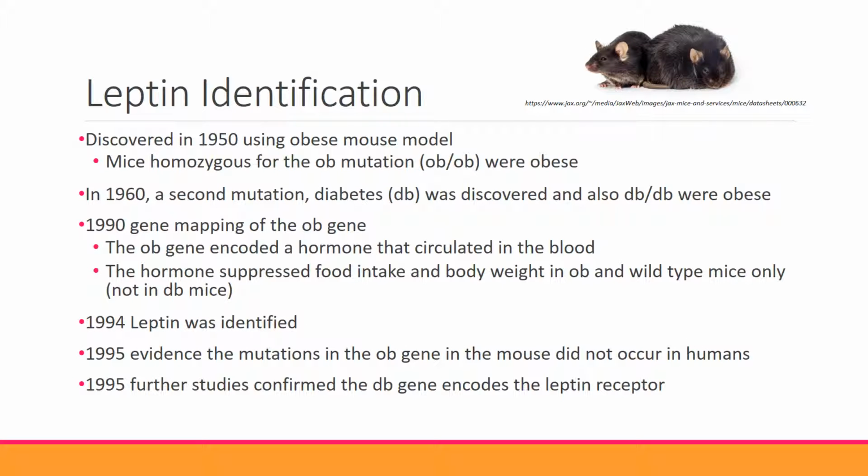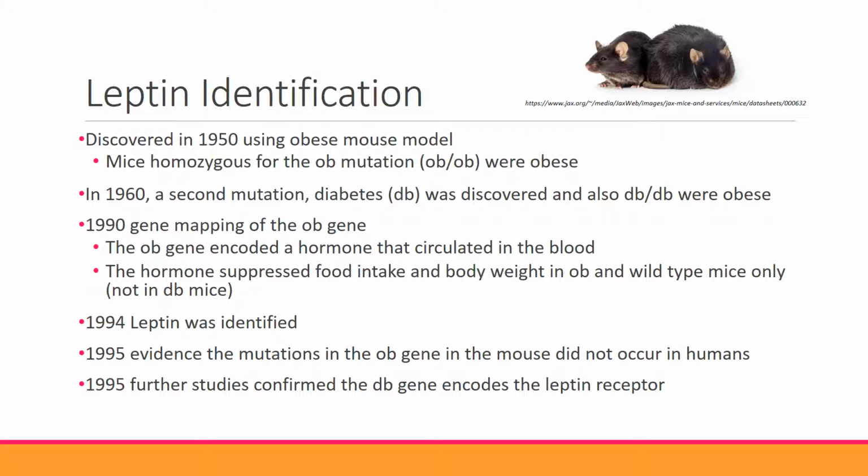So leptin was identified in 1950 using the obese mouse model. Mice that were homozygous for the obese mutation became obese, and in 1960 a second mutation, the diabetes gene, was discovered, and those homozygous mice were also obese. However, in 1990 the gene mapping of the obese gene discovered that the gene encoded a hormone that circulated in the blood, and that hormone suppressed food intake and body weight in the obese and wild type mice only, not in the mice with the diabetes gene.